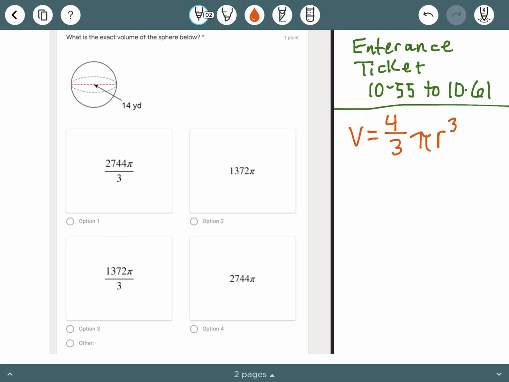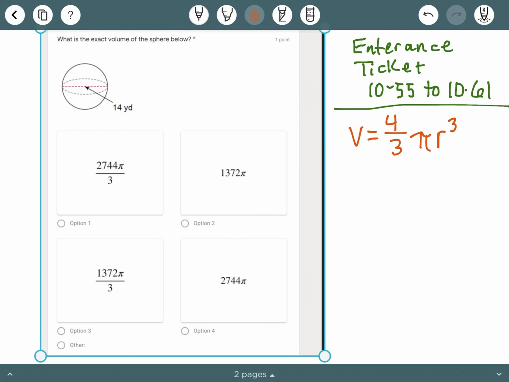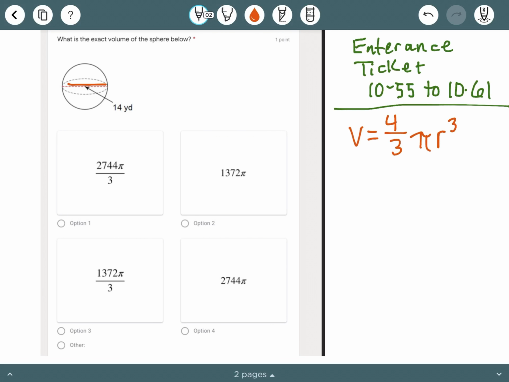So we know that the formula for the volume of a sphere is 4/3 pi times the radius cubed. Now, in our sphere, though, they give us the diameter, right? Because diameter goes all the way across. So they have given us the diameter, which means the radius is half of that, or half of 14.